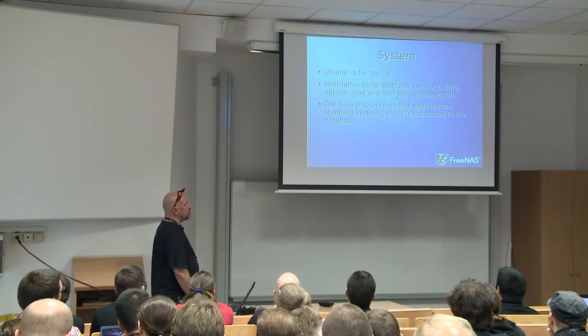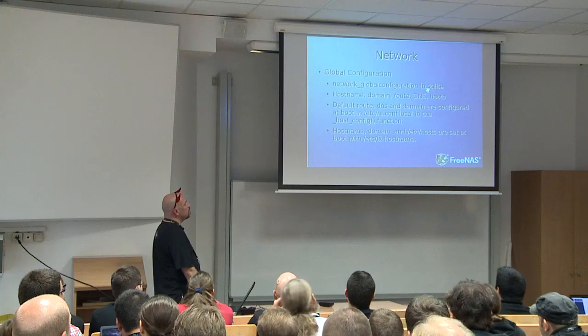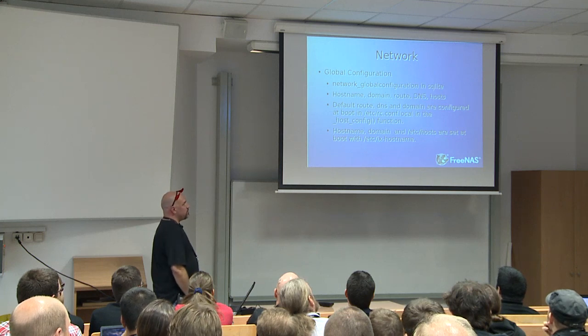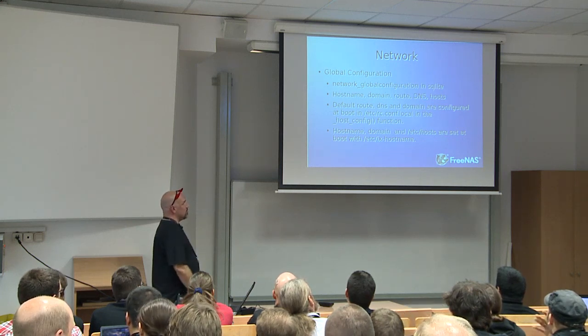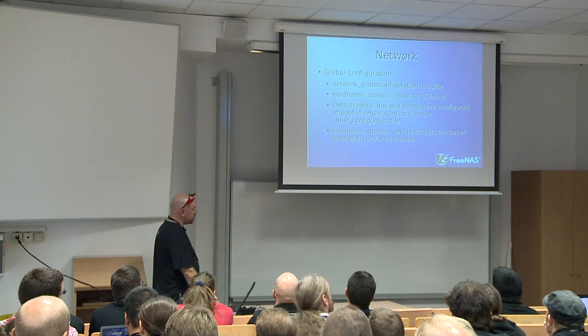System, okay, here we're going into the interface. So system, it's uname -a, nothing fancy there. None of it is stored or retrieved from the database. Under network, for global configuration, the network global configuration is a SQLite table. It's pretty much your default, your DNS, default route, just the standard configuration you do when you first get your FreeNAS box and want to configure it.